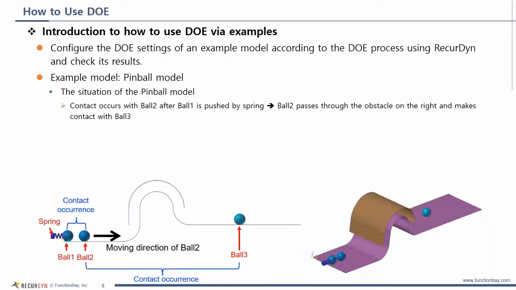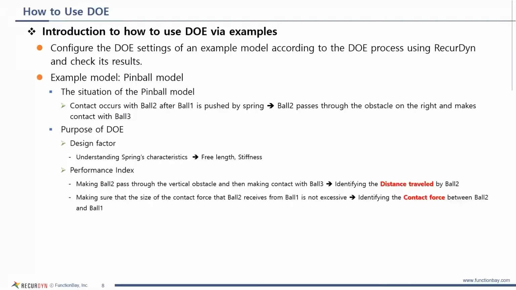To briefly explain the model's situation, ball 1 is pushed by spring. After ball 1 makes contact with ball 2, ball 2 passes through the obstacle on the right and makes contact with ball 3. The purpose of this model is to understand the characteristics of a spring. First, set free length and stiffness as design variables among spring characteristics. The performance indices are to understand the displacement of ball 2 and the contact force between ball 1 and ball 2.